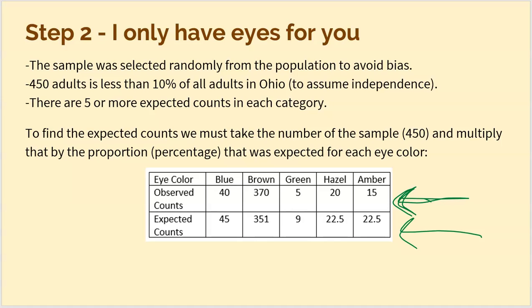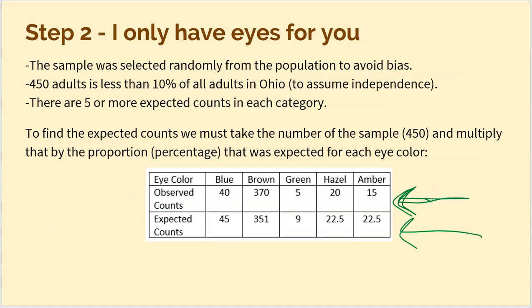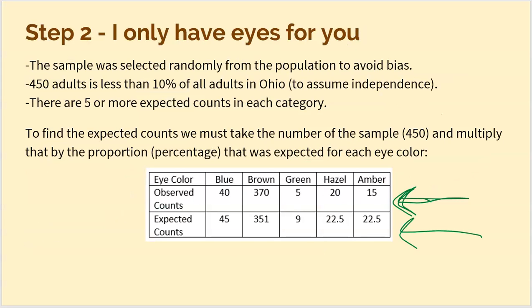Now how the heck did I get those? I used the proportions. I went back here and I said, okay, 10% of people were supposed to have blue eyes. So I took the 450 total people in our sample, and if 10% of them were supposed to have blue eyes, then that's what I should expect to see there. So 10% times 450, 0.1 times 450, is where I got 45 people that I expected to have blue eyes. Then I did 78% of 450 that were supposed to have brown eyes. So 0.78 times 450 is 351 people that I expected to have brown eyes.